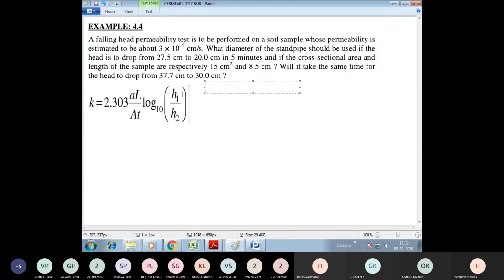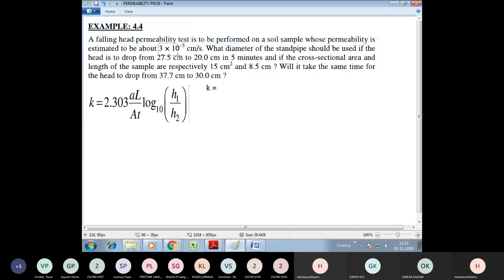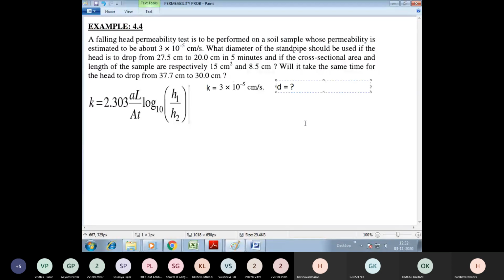The first data given is the permeability. A falling head test is to be performed on a soil sample whose permeability is about 3 into 10 raised to minus 5 centimeter per second. What diameter of the standpipe should be used? So we should find the diameter of the standpipe. We don't know what the diameter is.